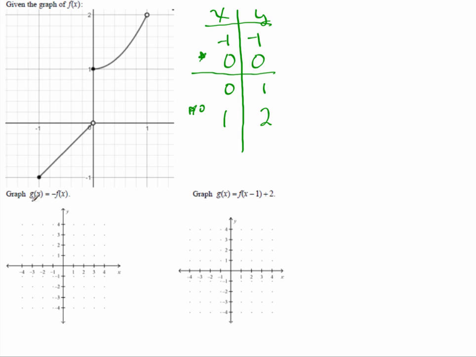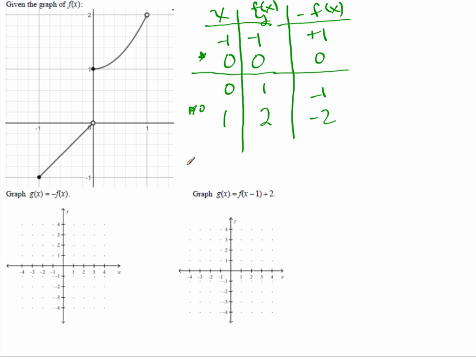Now, under the transformation, g of x is equal to minus f of x, what does it do? Well, let's make another column. So if we've got minus f of x, now this is really f of x. Y and f of x are the same thing. What are we going to do to this? We're going to multiply whatever this is by -1. So the -1 becomes +1, 0 stays 0, 1 becomes -1, and 2 becomes -2.